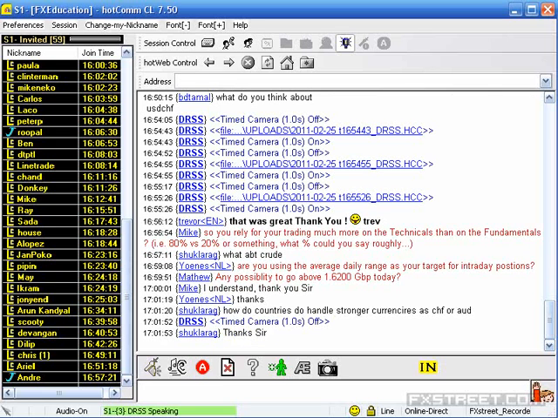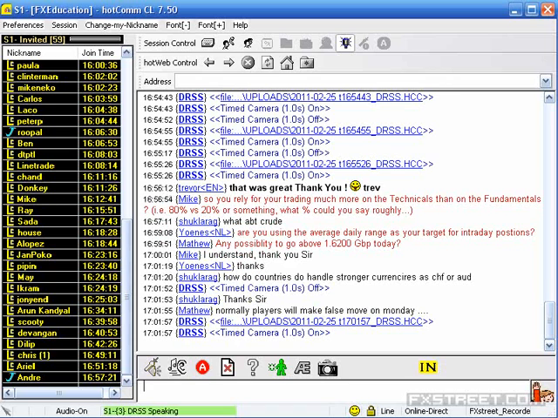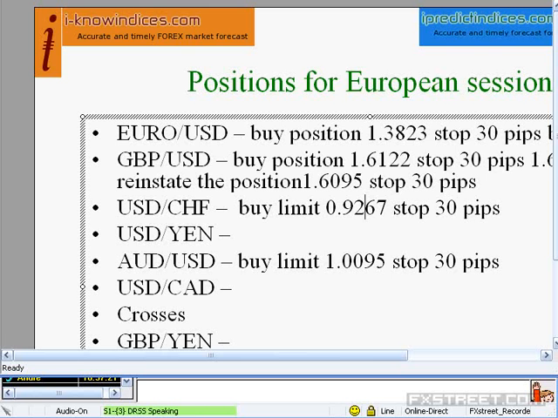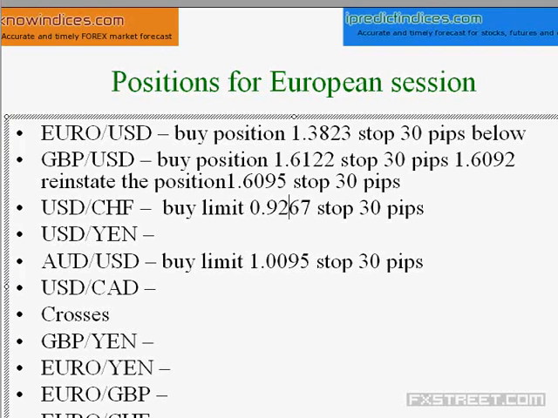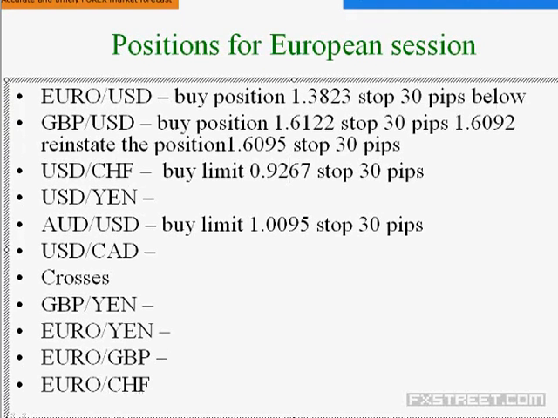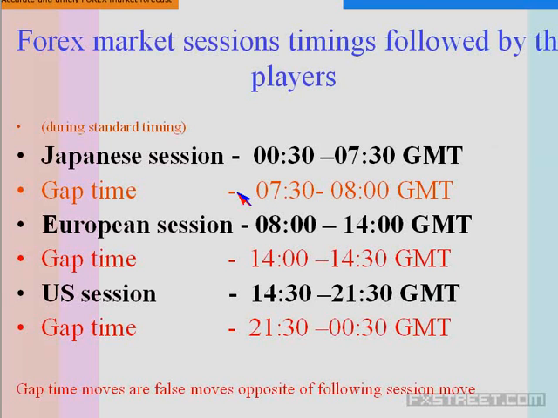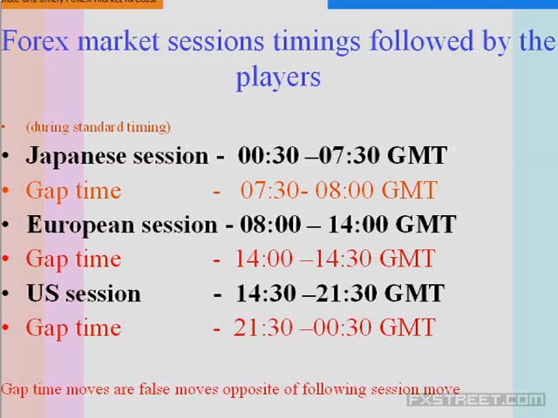Okay, fine. Let me go back to the PowerPoint presentation. Somebody asked for the timings. So market timing 0030 to 7:30 GMT, 7:30 to 8 is a gap time. Always in gap times they make a false move. If it is an upward move, then understand during the first 30 minutes of the session they will make a downward move. If it is a downward move during the gap time, in the first 30 minutes they will make an upward move. That you can do as a gap time trade also.